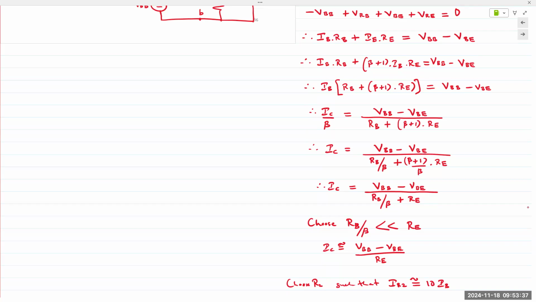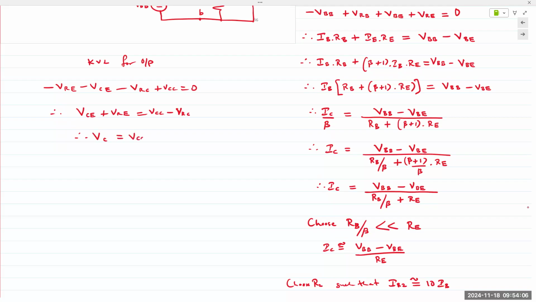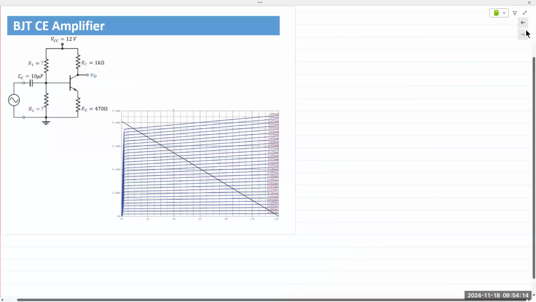Now, KVL for the output is rather straightforward. We have minus VRE minus VCE minus VRC plus VCC is equal to 0. And so I can write my output VCE plus VRE is equal to VCC minus VRC. Collector voltage is VCC minus IC RC.